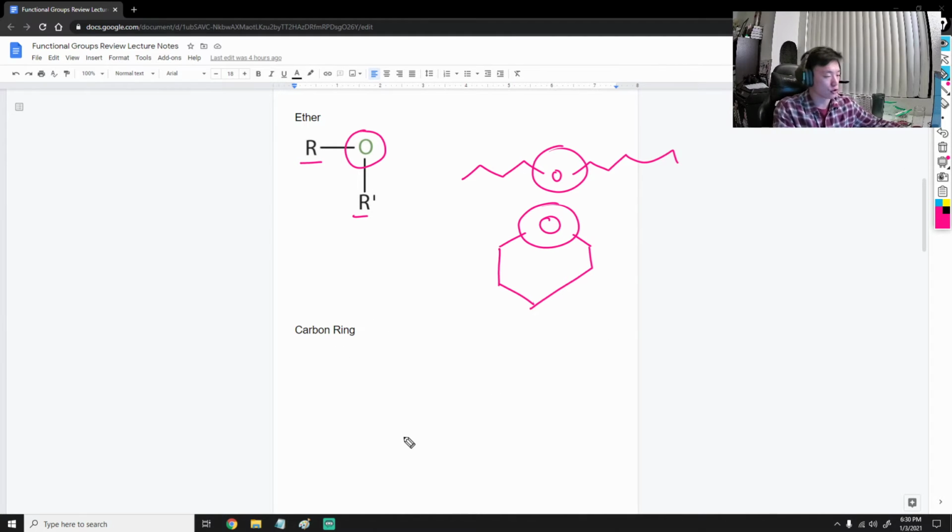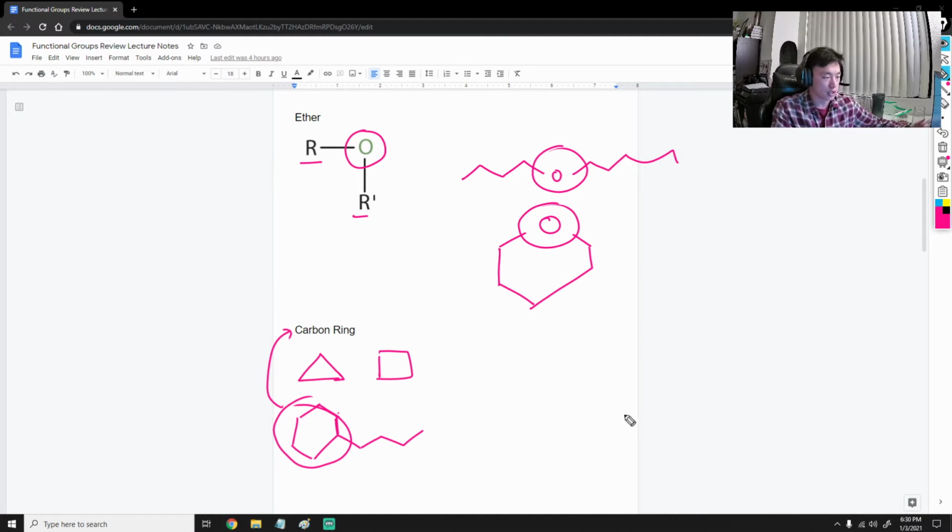Next, we have carbon rings. Now, carbon rings are any closed structure that are made of only carbon. So you could even have a triangle. This would be a carbon ring. You could have a square. You could have a hexagon, which is probably what you'll see most of the time. Doesn't really matter. That's going to be a carbon ring. You can even have things coming out of it, but this part right here is going to be a carbon ring.